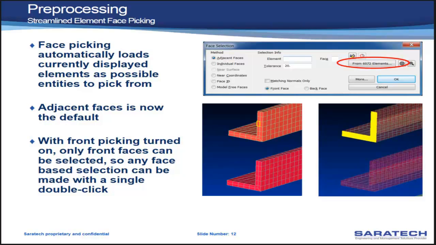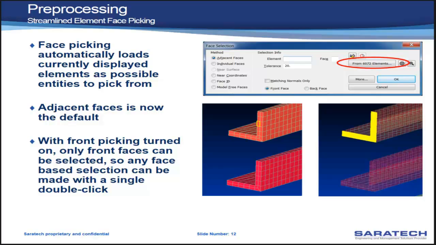A face picking command prompt has been added, and this will automatically load currently displayed elements as possible entities to pick from. And it's really used a lot with the draw erase toolbar, as it's very useful. Usually in Femap 11.2, when we had to select a bunch of faces or element faces, it became very difficult, especially when there was no geometry associated with that mesh, and hence we had to go and pick elements, and that would pick elements behind the ones that we were choosing. And this command prompt really just helps to deal with that. And it comes up when we select entities.